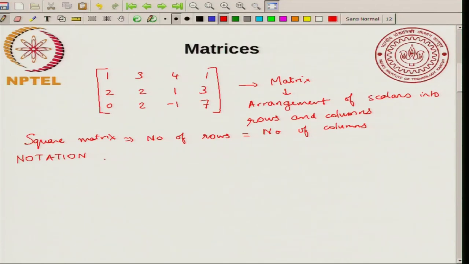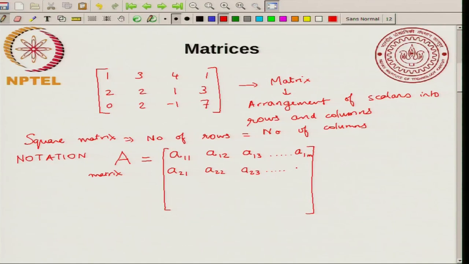If A denotes a matrix, it is denoted by a rectangular array. I'll start with it in general, and then explain what we are talking about. The elements of A are denoted as a 1 1, a 1 2, a 1 3, up to a 1 n. The second row starts with a 2 1, a 2 2, a 2 3, up to a 2 m, and you go all the way to a n 1, a n 2, a n 3, up to a n m.